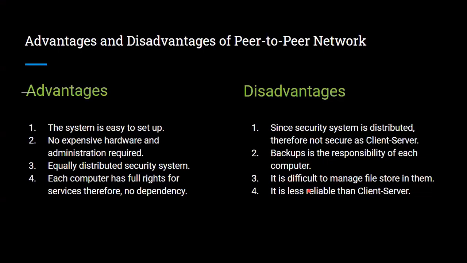Number 3, it is difficult to manage files stored in them. Here, each computer has backup capacity. Therefore, to manage all the files from each computer is difficult. Number 4, it is less reliable than client server. Since the security system is not controlled by the main server, therefore it is less reliable. So these are the disadvantages of peer-to-peer network. Let's move on to the next now.